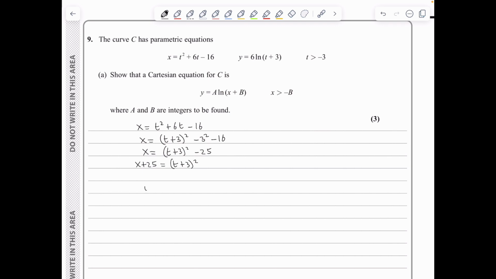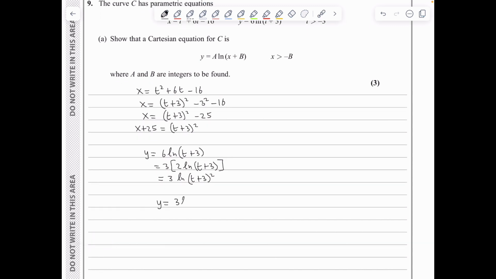Now we've got that y is 6 ln of t plus 3, and I will actually write 6 as 3 times 2. So we've got 3 times 2 ln of t plus 3. This will allow me to move the 2 up as a power using the power law of logarithms. So this is 3 times ln of t plus 3 all squared. And we have already seen that t plus 3 squared is x plus 25. So this means that y is equal to 3 ln of x plus 25. And therefore we conclude that a is equal to 3 and b is equal to 25.